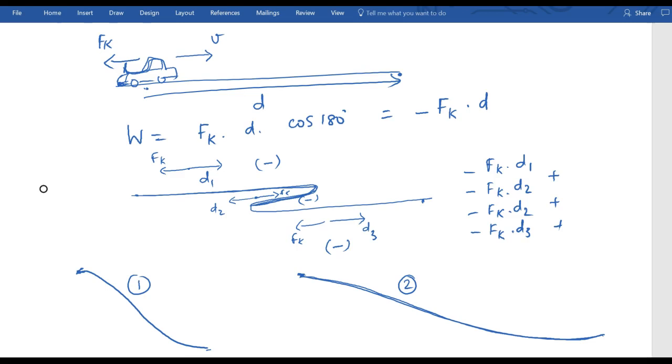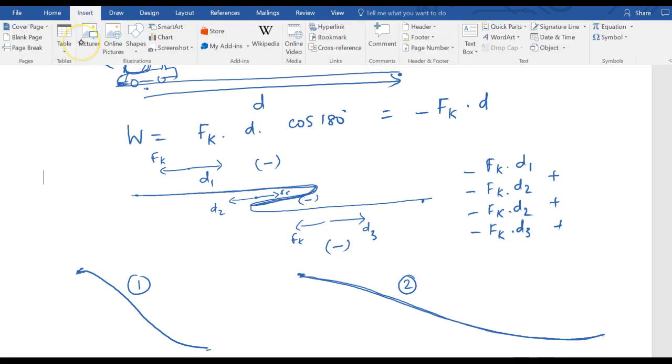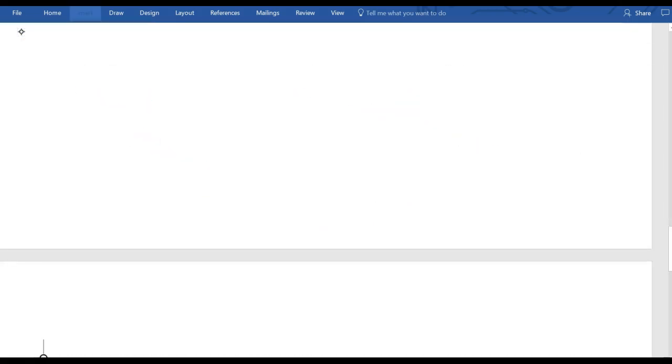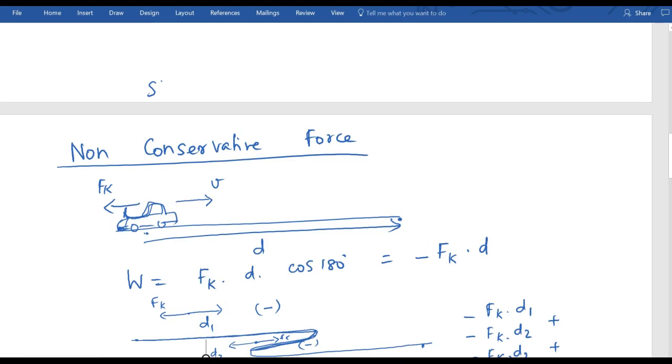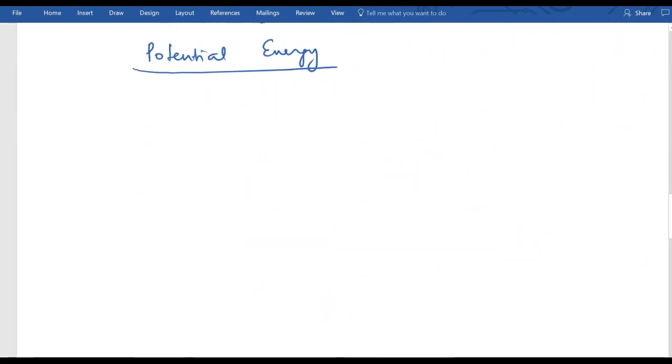So let's go back now and use the concept to look at what potential energy is. Potential energy is any form of stored energy. How do we store energy in an object? Stored due to some previous work on it. So energy stored due to some work done on the object is what we call potential energy.